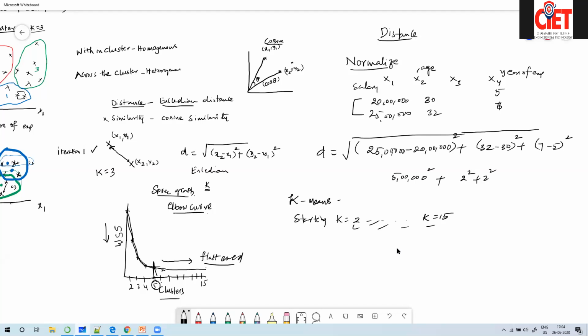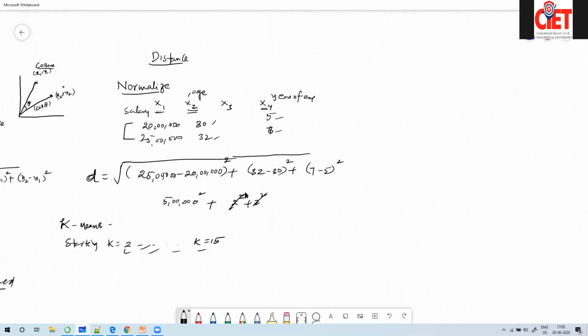For 5 lakh square, if you add another 8 to it, will it make any difference? No. The variables x2 and x4 being on a smaller scale has no effect on distance. Your distance is completely dominated by x1 alone. But still, age and years of experience are also important. So when variables are on a different scale, Euclidean distance doesn't really work well.